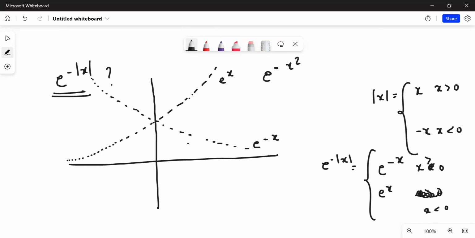So x less than 0 पे just plot the graph of e की power x. Okay, and x greater than 0 पे just plot the graph of e की power minus x. This is what it is. अब इसमें और इसमें अंतर क्या है, यहाँ पे there is a sharp cusp, this is non differentiable at 0.